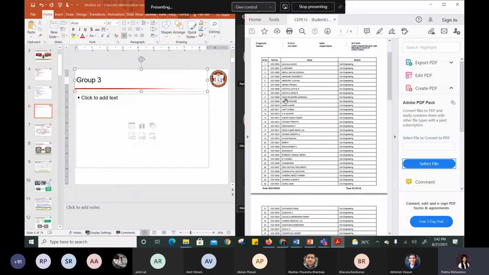So the next 6 will be under group 3. Jayashree, Ankit Singh, Apur, Arvindan, Arun. Right? So 1, 2, 3, 4, 5, 6. Ashwin.